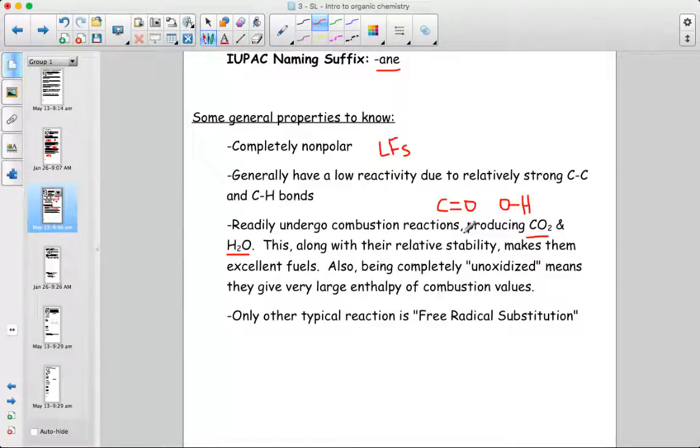So the fact that they're more or less stable, but they will readily burn and release a lot of heat, is because they start off totally unoxidized, and when they combust, they can be fully oxidized. They have very large enthalpy change values of combustion, and they're just really useful as fuels. There's another reaction that we're going to learn called free radical substitution. It's one of the only other reactions that alkanes will undergo.